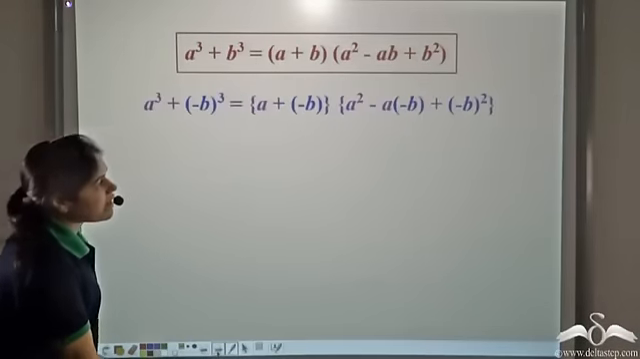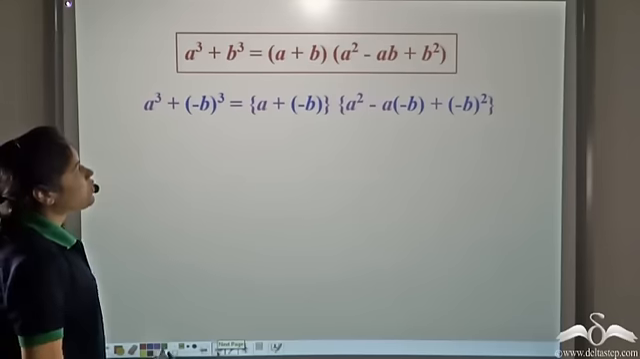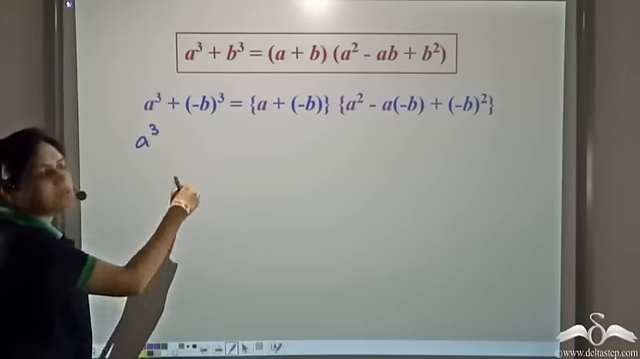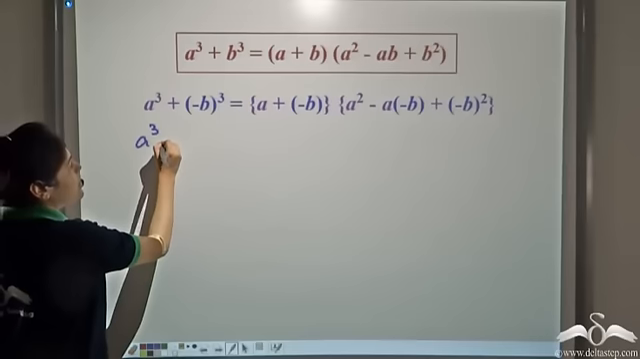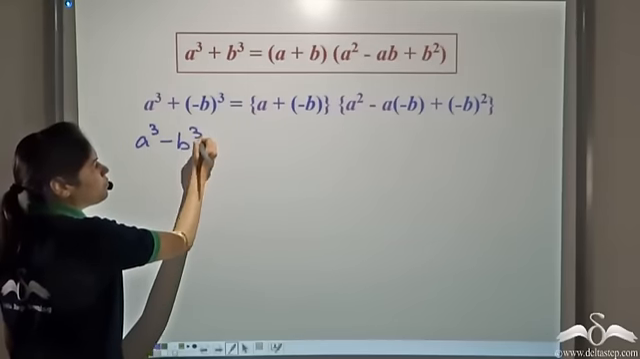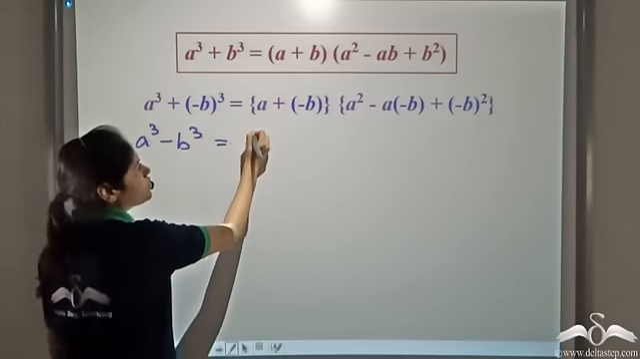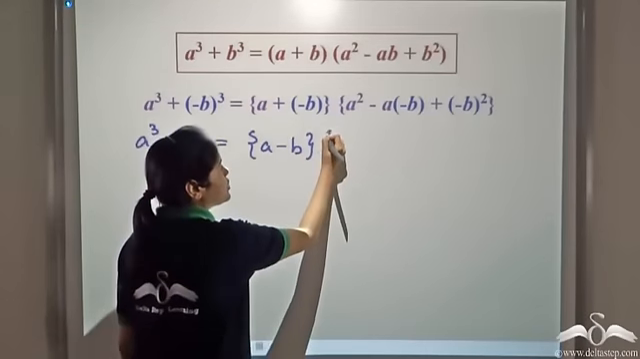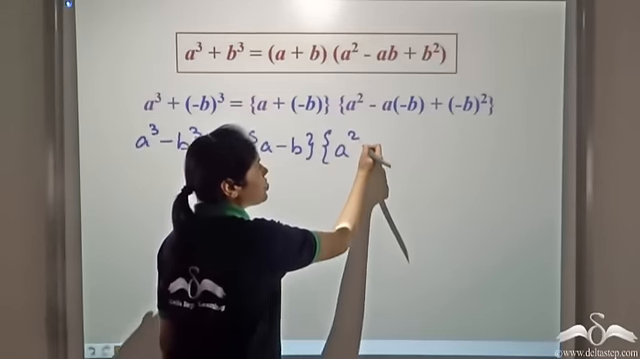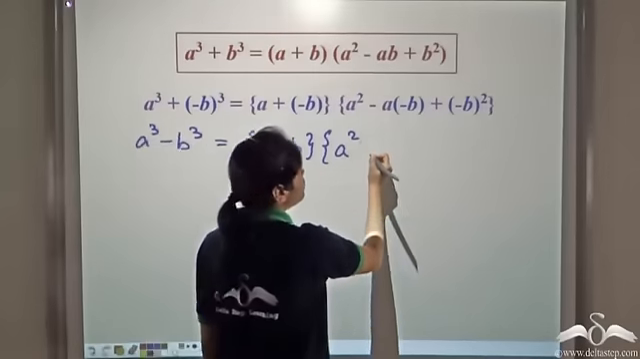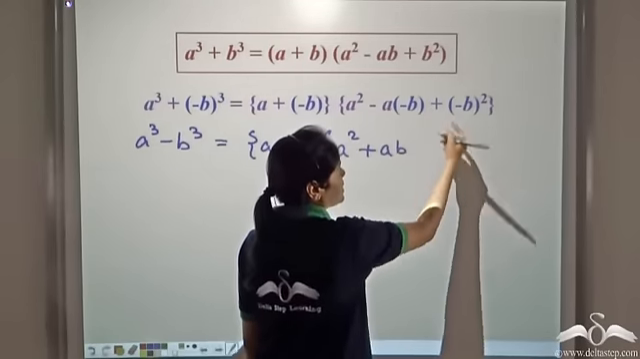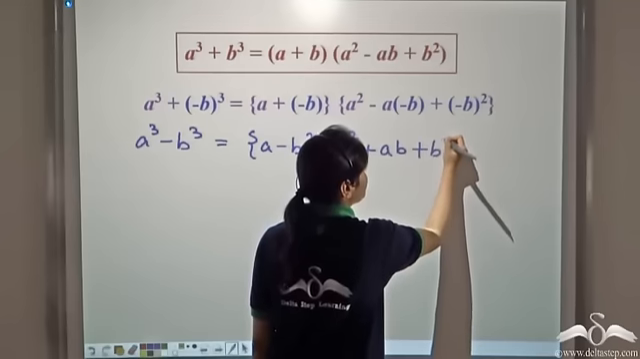So this is what we have. And now we can simplify it. So we get a cube. Negative b whole cube is minus b cube, which is equal to a minus b into a square minus a into minus b, which is plus ab. Negative b square is b square.